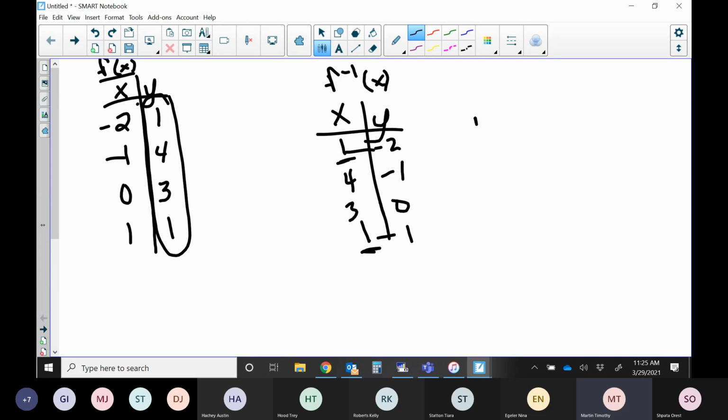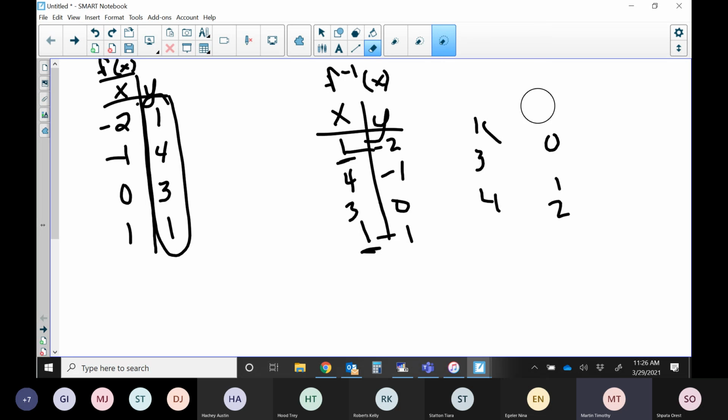If I did it as a chart like this, 1, 3, 4, -1, 0, 1, 2. This one would be going to negative. Whoops, is that supposed to be -2 up there? Did I forget that? So sorry. -2, -1, 0, 1.